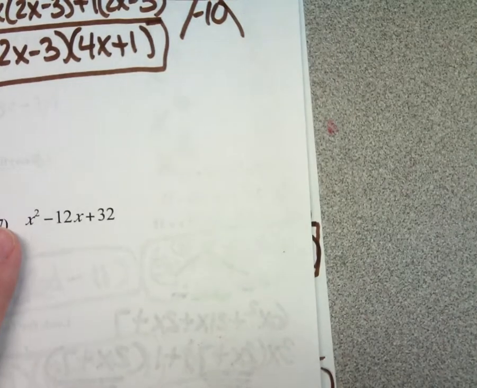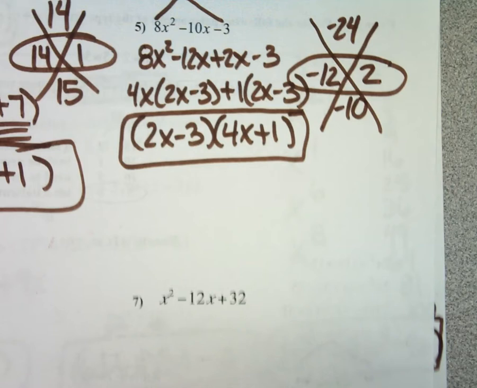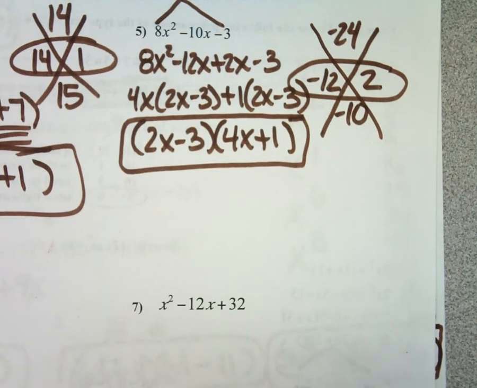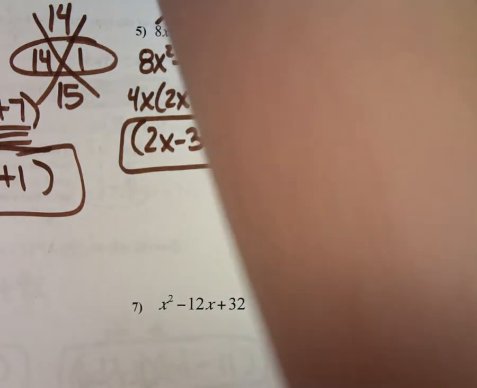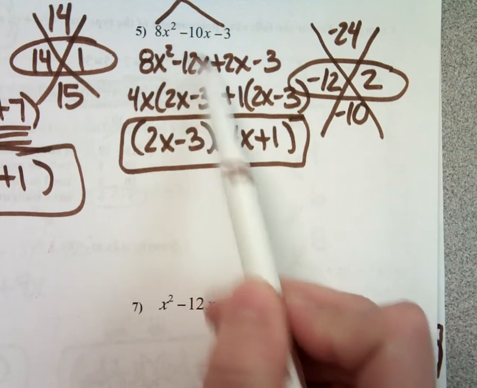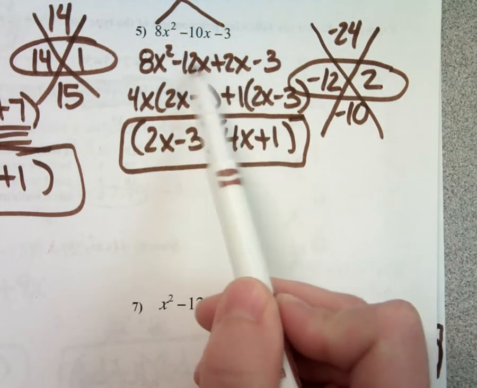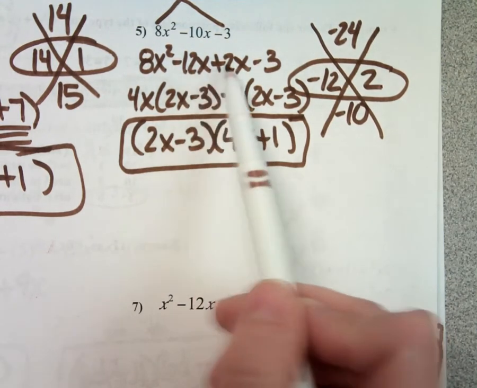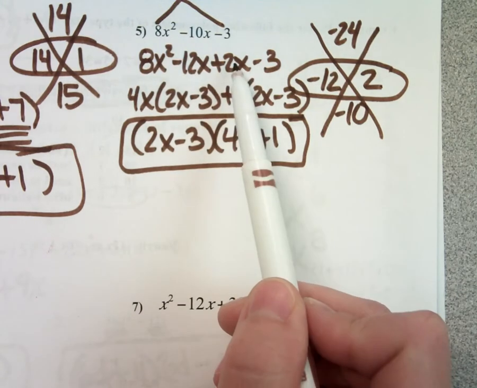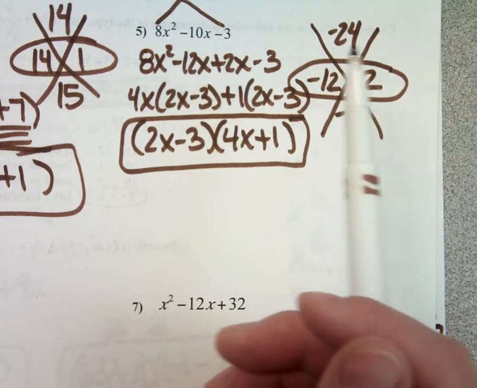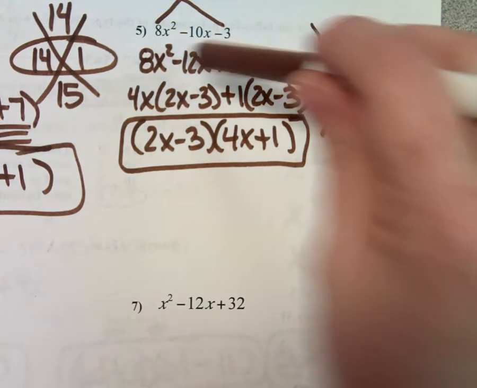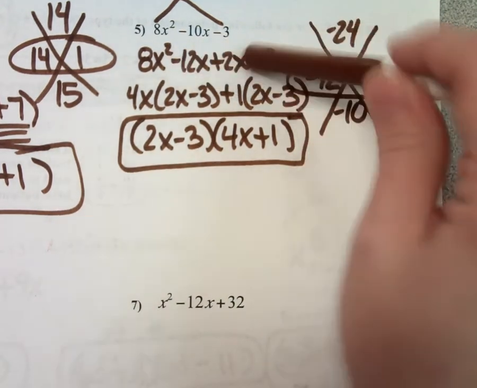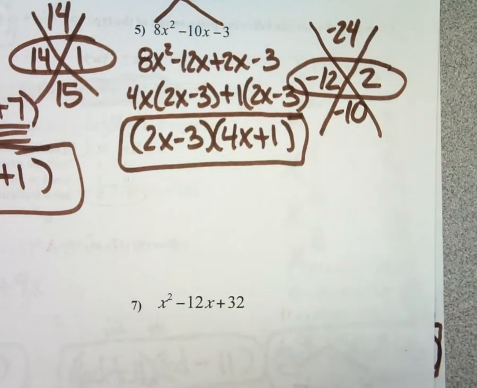Beautiful. 2x minus 3. Come on up, Colton. Have a piece of candy. 2x minus 3 and 4x plus 1. Now, did any of you write it with the 2x here and the minus 12x here, like you had these reversed? Did anybody have their 2x here and their minus 12x here? Yes. Because it is possible to have these turned around and still get the same answer. You should get the same answer.